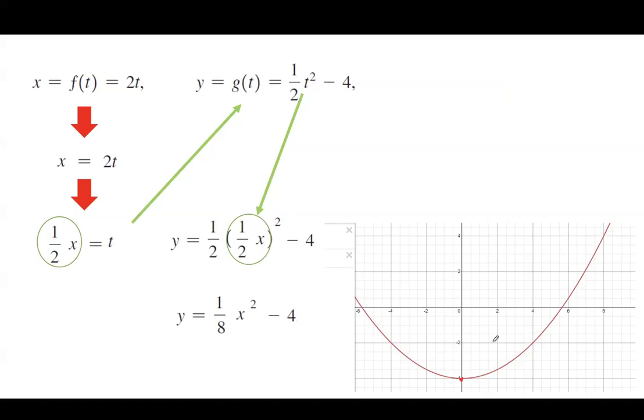So you either use the table that I showed you in the previous example, or sometimes it's easy to get rid of parameter t, or parameter s or any other parameter, and basically write the equation that is familiar to you and that you saw before. 1/8 x squared minus 4 is a quadratic equation that you already know how to graph.